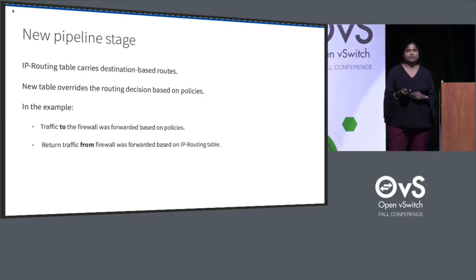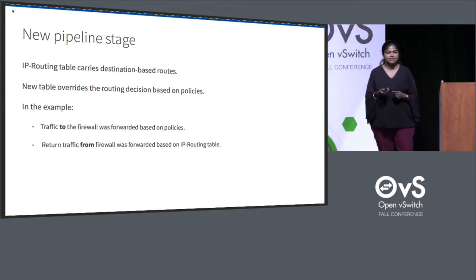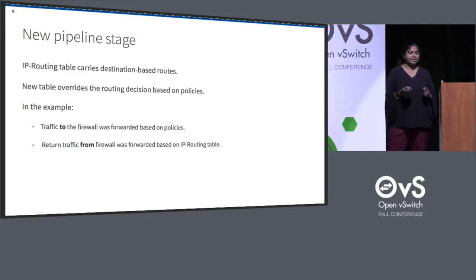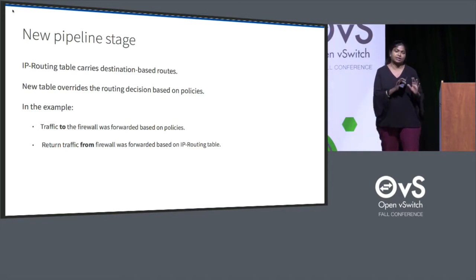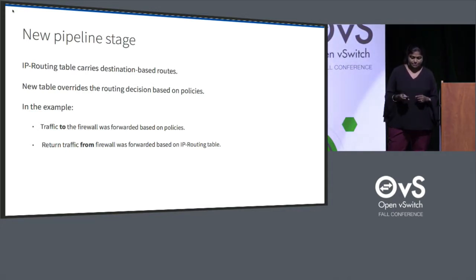As I mentioned earlier, policy-based routing overrides routing decisions based on the policies, and the IP routing table continues to exist. In the example that we saw, traffic to the firewall was forwarded based on policies, but the return traffic from the firewall was based on the IP routing table. So the IP routing table continues to exist.